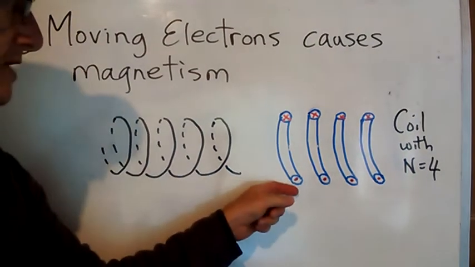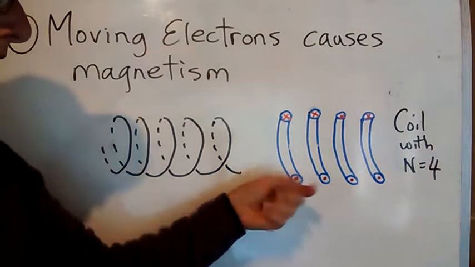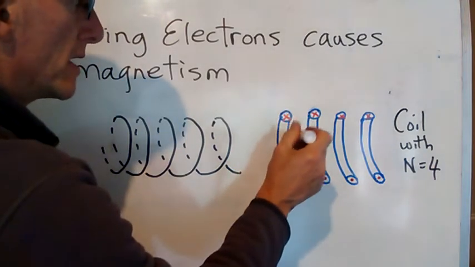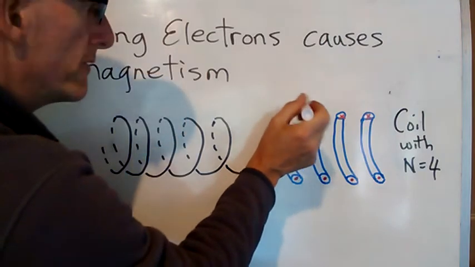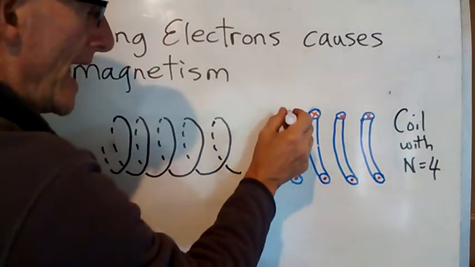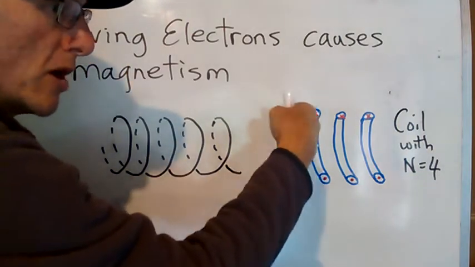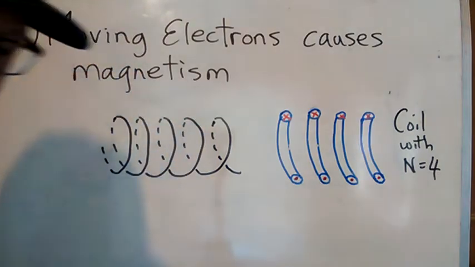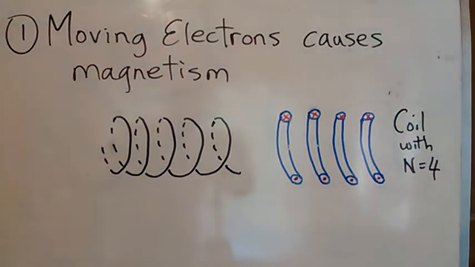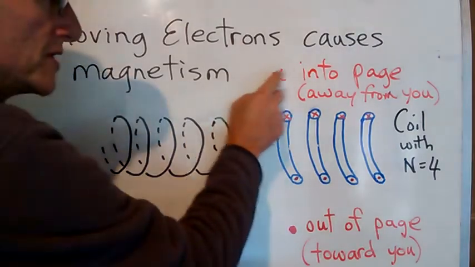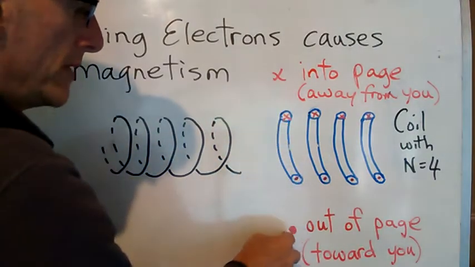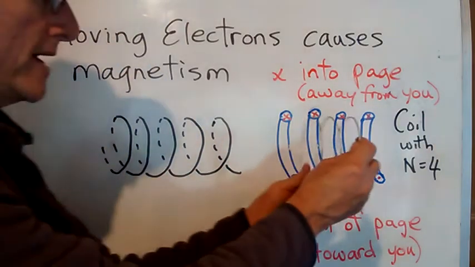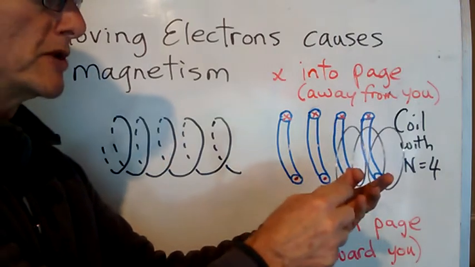What the dots mean is the current's coming out at you. It's like an arrow coming towards you. And these crosses mean the current goes into the page, away from you. So the X means into the page, away from you, and the dot means out of the page towards you. So if we had a coil like this, and the dot was right here, it would mean that the current's coming out towards you.